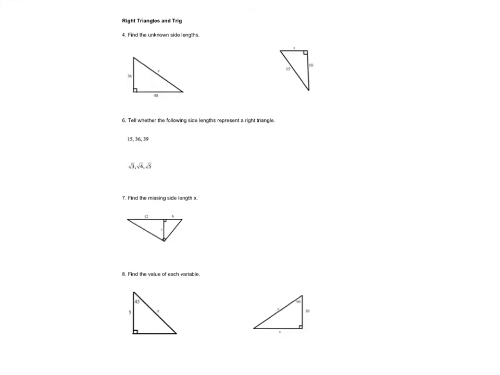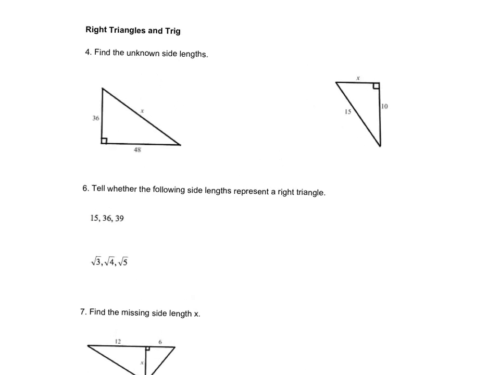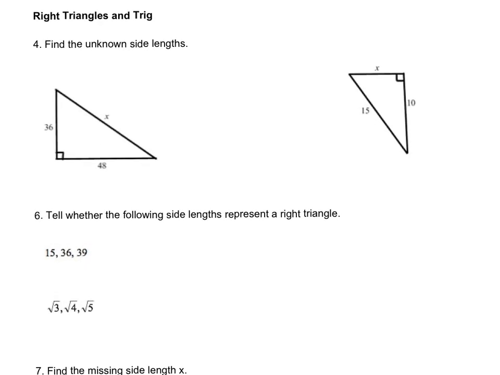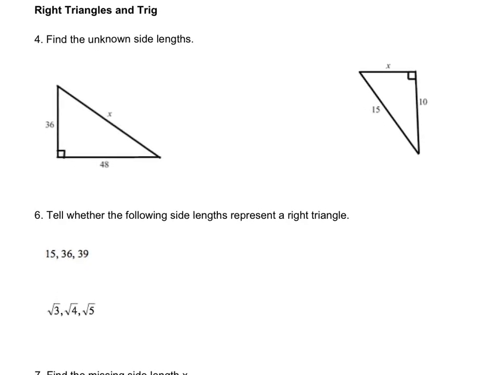So the last thing we're going to talk about is right triangles. So this is going to be sections 1, 2, and 3 of Module 6. The first one is finding the unknown side length of a right triangle. So that's going to be to use the Pythagorean theorem. So remember, the Pythagorean theorem is a squared plus b squared equals c squared. A and B are the legs of your right triangle, and C is the hypotenuse.